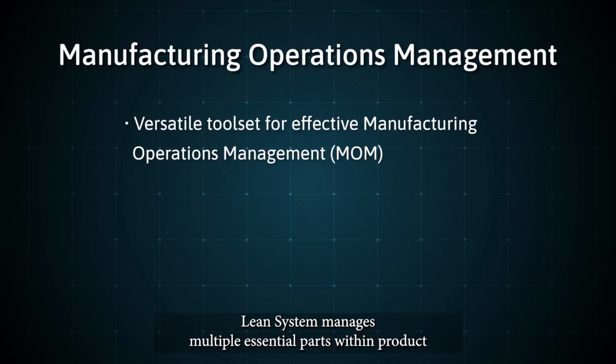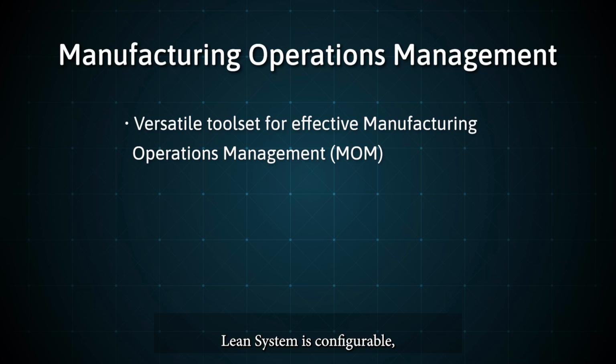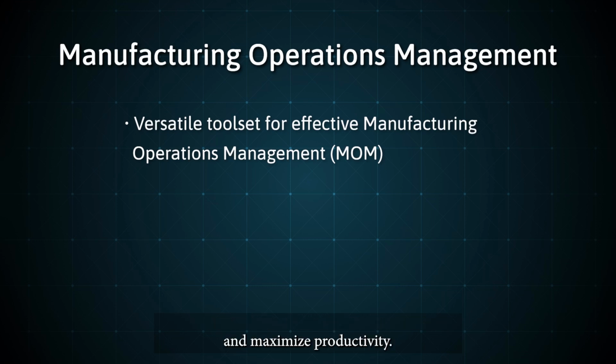Lean System manages multiple essential parts within the product digital thread. Lean System forms a seamless chain with Aton and PartTrap. Lean System is a configurable, fit-for-purpose solution for manufacturing companies. Lean System efficiently manages manufacturing operations as well as service operations, forming the solid foundation for the product digital thread. Lean System helps manufacturing companies enhance sustainability, streamline operations, optimize resource allocation, and maximize productivity.